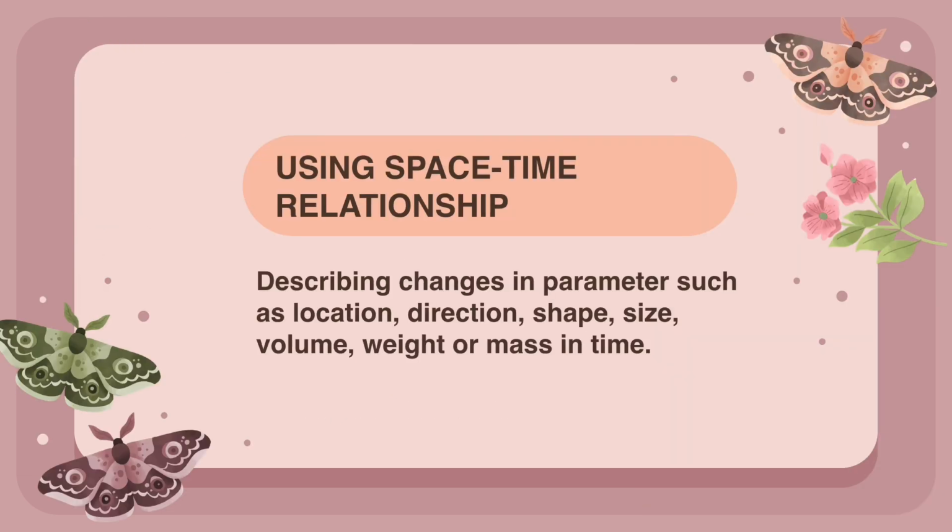The first science process skill that we are going to look into today is using space-time relationship. In using space-time relationship, you are trying to describe the changes in parameters such as location, direction, shape, size, volume, weight or mass in time.